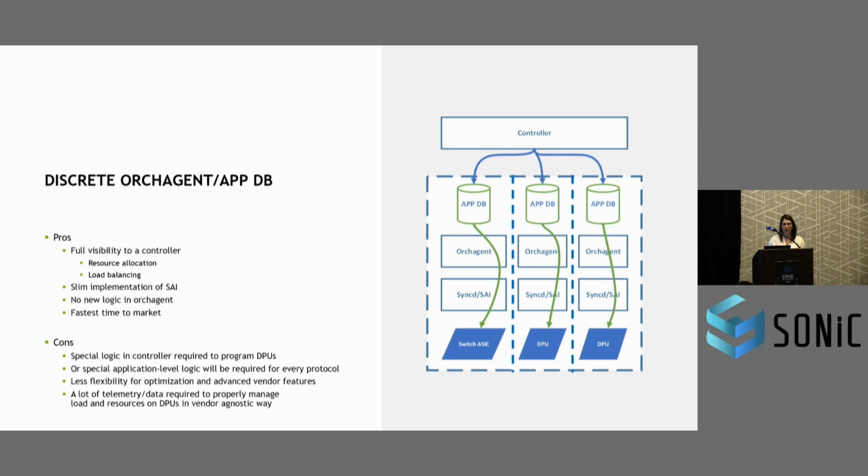In the box, we will have a CPU that will probably control the switch ASIC. But most of the DPUs have their own CPU, most of them have an ARM CPU, and that can run on top of the ARM CPU. So the pro here is that the controller has the full visibility, and still one of the main problems is that we are duplicating the logic, but everything is on top of the controller.